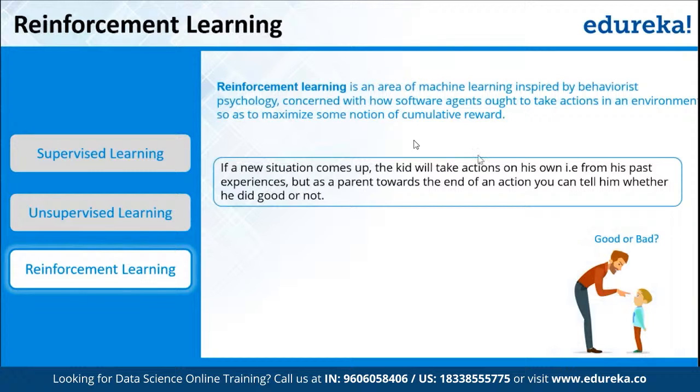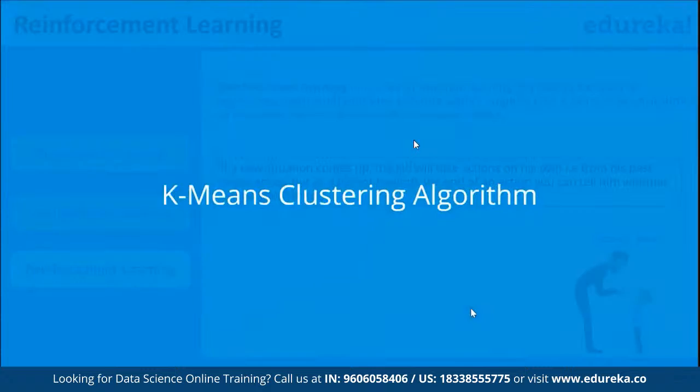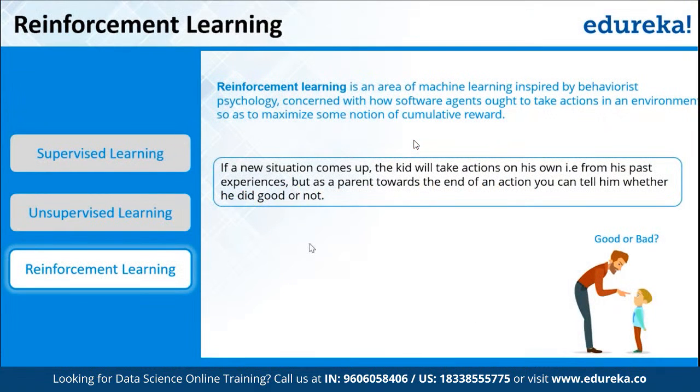Now, when it comes to reinforcement learning, it's a bit complex. In reinforcement learning, machines will have the power to learn things on their own, and it is inspired by behaviorist psychology, concerned with how software agents are taught to take actions in a new environment. So now let's look at the exam. Self-automated cars are an example of reinforcement learning.